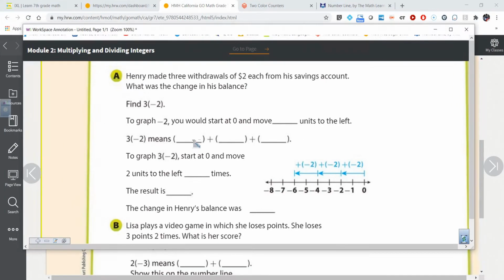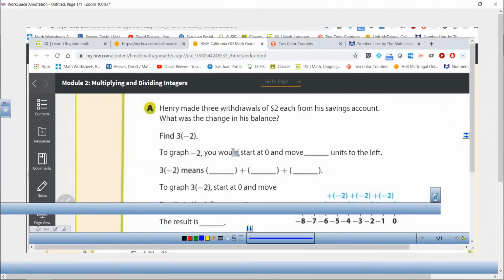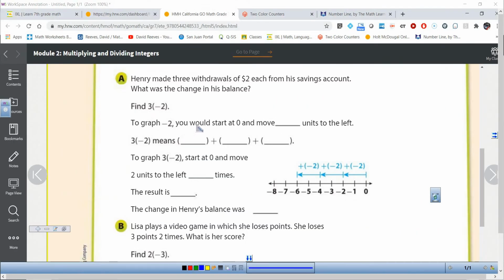If we take a look to graph this, let's get it full screen. To graph negative 2, you would start at 0 and move 2 units to the left. Here is 0, so there's our negative 2. But 3 times negative 2 means negative 2 plus negative 2 plus negative 2, so you move 2 units to the left 3 times. We get negative 2 plus negative 2 is negative 4, and negative 4 plus negative 2 is negative 6.